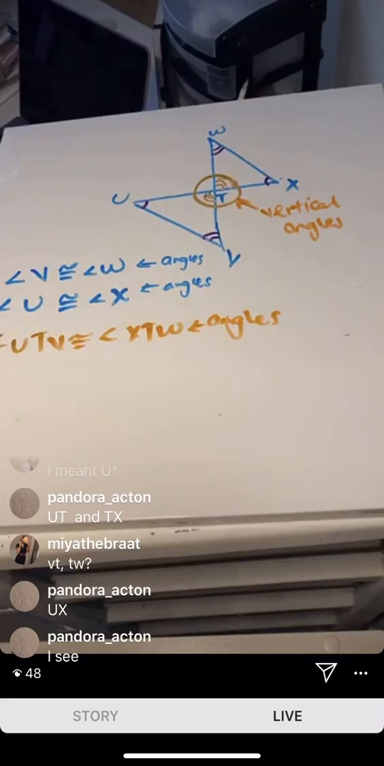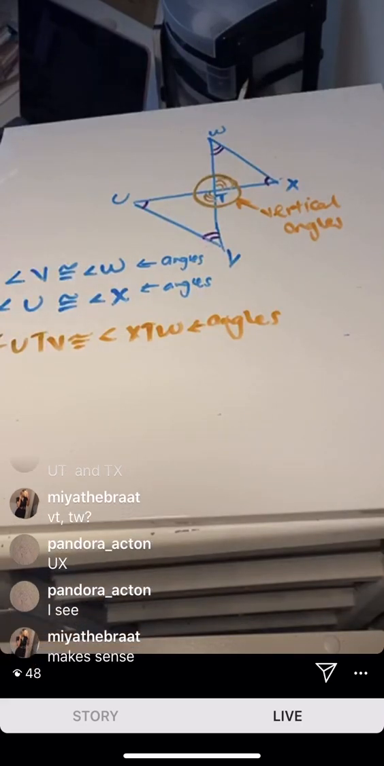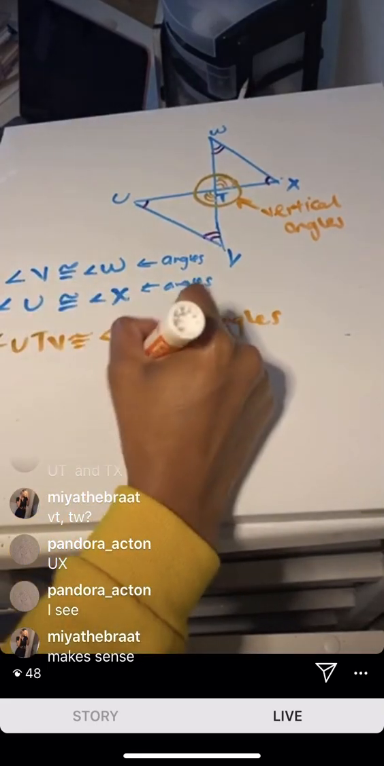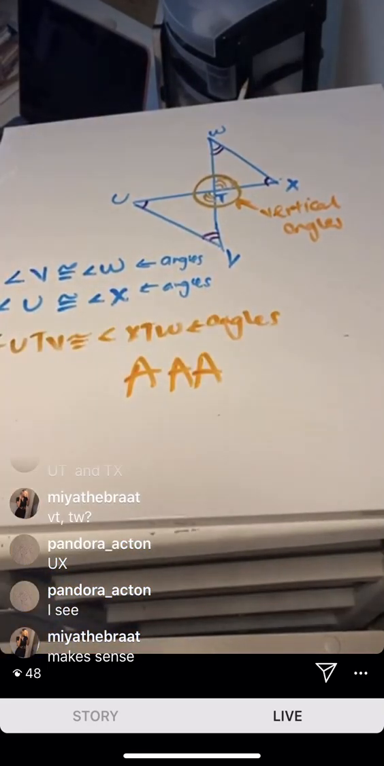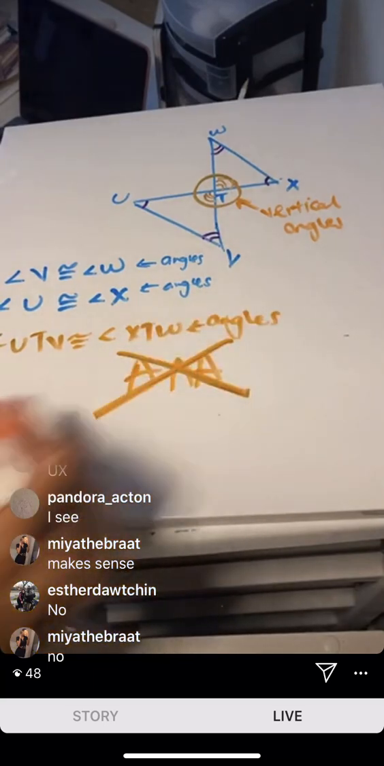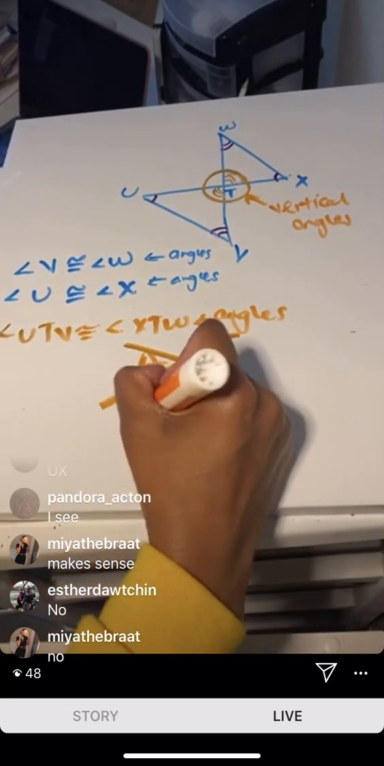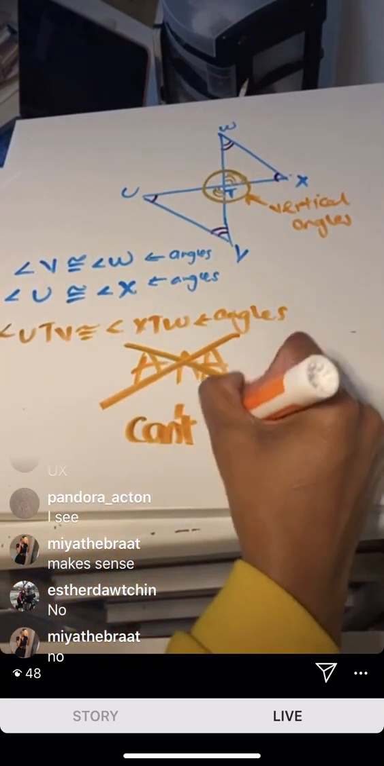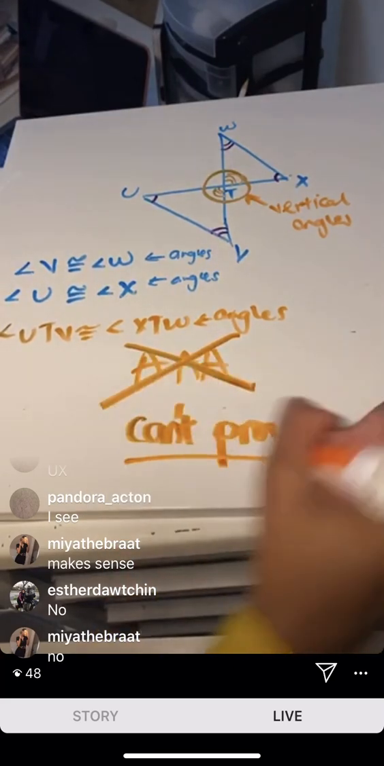Okay? He said, I see. Anybody else understand that? Now, what's my relationship? I have 3 sets of angles. Do I have anyone that uses 3 sets of angles? Angle, angle, angle. Nope. Nothing uses angle, angle, angle. So this one can't be proven. You can't prove it.